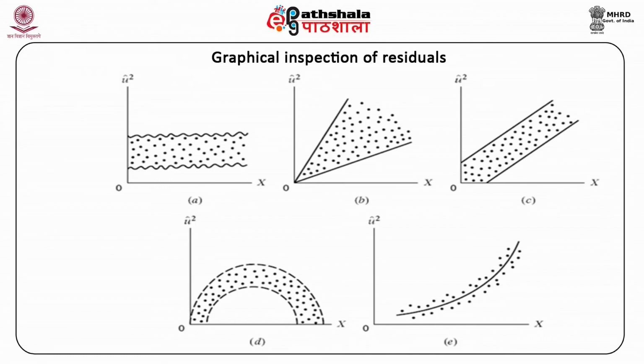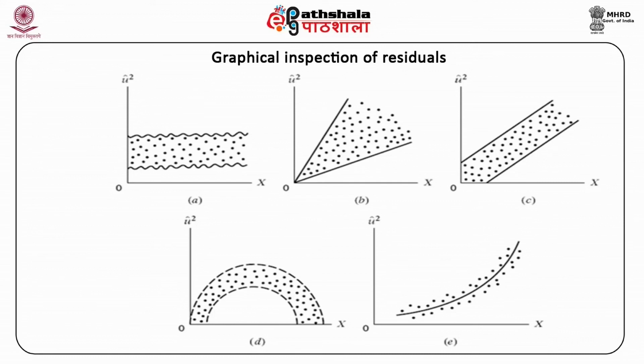Figure A shows there is no systematic pattern between the squared residuals and the explanatory variable. Thus, there is no heteroscedasticity problem. However, figures B to E show a systematic pattern between the squared residuals and the explanatory variable. For instance, figure B shows a linear relationship between the squared residuals and the explanatory variable.